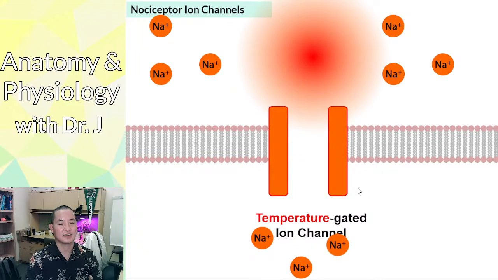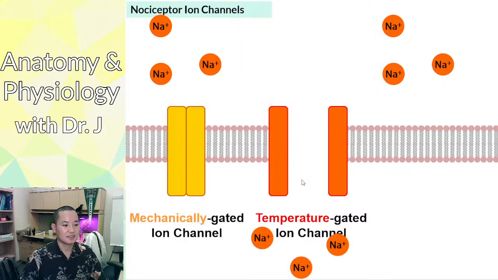So these temperature-gated ion channels, in this case I'm showing something that's causing pain in response to heat, but it can also be in response to cold as well. So these are going to open and cause these neurons that detect pain, these nociceptors, to depolarize. Or how about mechanically gated ion channels? What if something pierces your skin?